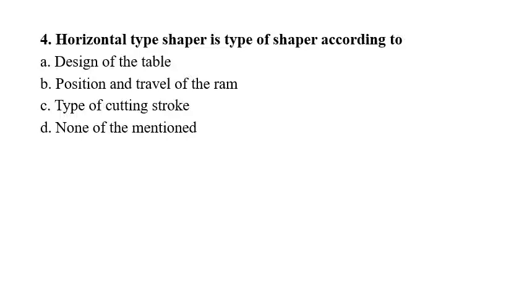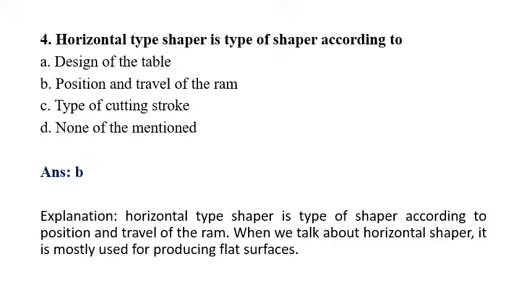Fourth question. Horizontal type shaper is type of shaper according to design of table, position and travel of the ram, type of cutting stroke, none of the mentioned. The answer will be B. Position and travel of the ram. Horizontal type shaper is classified based on position and travel of the ram.